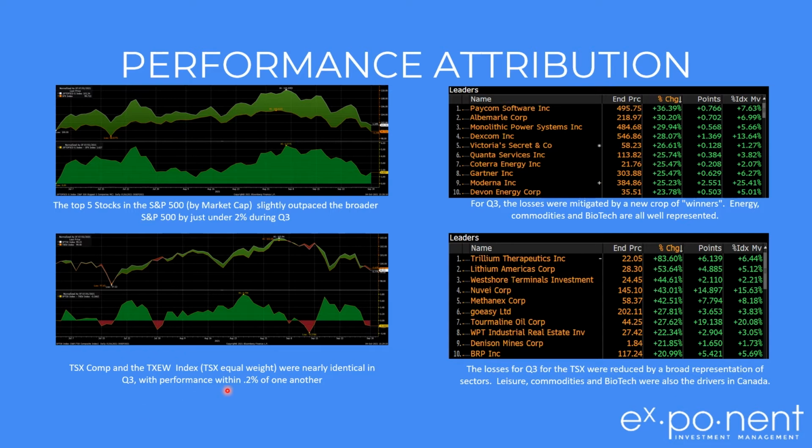This performance attribution chart is one we like to show. What we're trying to convey are three things. One, we want to see what the top 10 are doing. Are they names that we've recognized? Is it consistently the same names? So in this case, this quarter, it's a bit of a change.